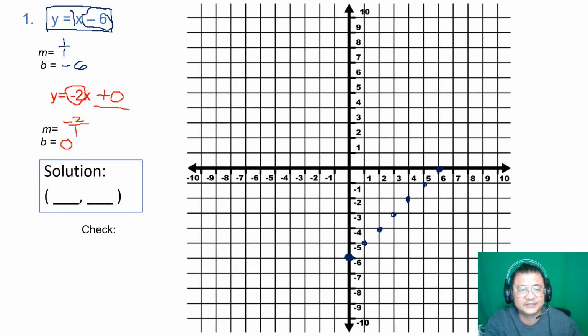I begin at 0. Where is 0? Everybody look at that. That's the 0. Rise of negative 2 means going down, and then 1 to the right. See the next point? Go down 2, 1 to the right. Go down 2, 1 to the right. Can you see the pattern of points? It will form a straight line. You can connect those points with a straight edge and make a line.